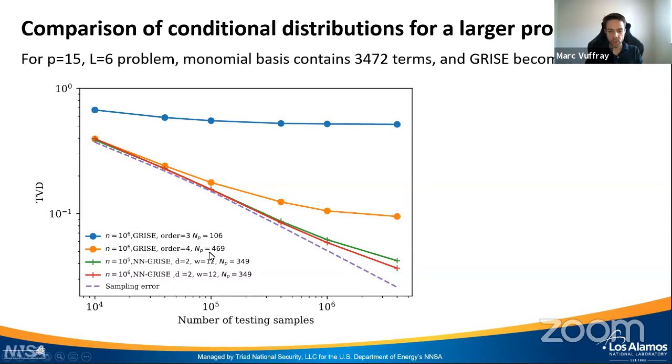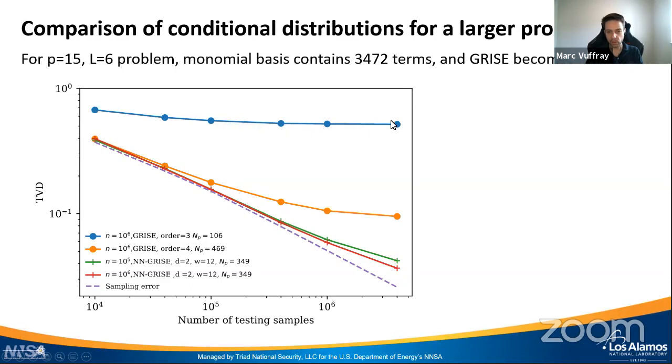So here on the plot, you see the number of training samples on the x-axis and the total variation difference in the learned distribution on the y-axis. And what you see on the purple line is what you would expect from the sampling error to decrease. It's just 1 over the square root of n. And this is how GRIs perform. So this is GRIs of order 3.